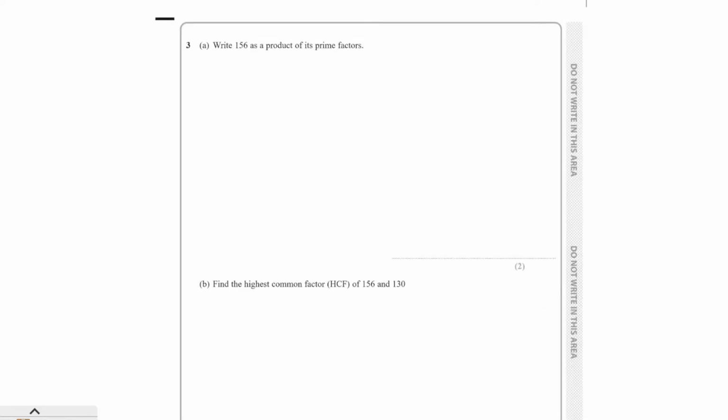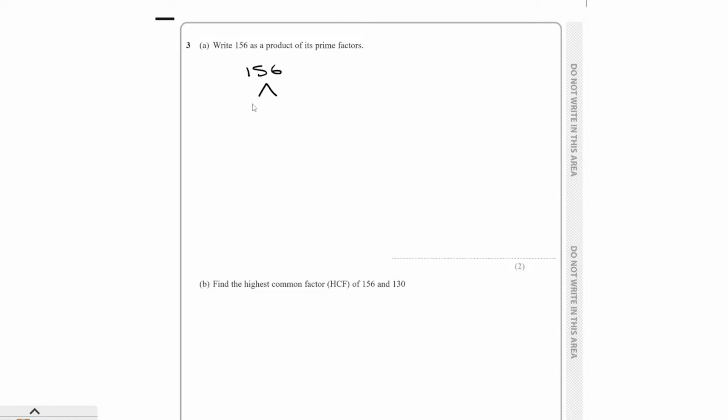Okay, question 3, another very common question to come up. Write 156 as a product of its prime factors. So that's like the factor tree, isn't it? So you can split it into factors. Now, I'm just going to divide by prime factors initially. Some people just divide by whatever factors they can find and then make them prime. I like to just stick with prime factors. Mostly because I just choose kind of 2, 3, or 5. That's kind of an easy starting point.